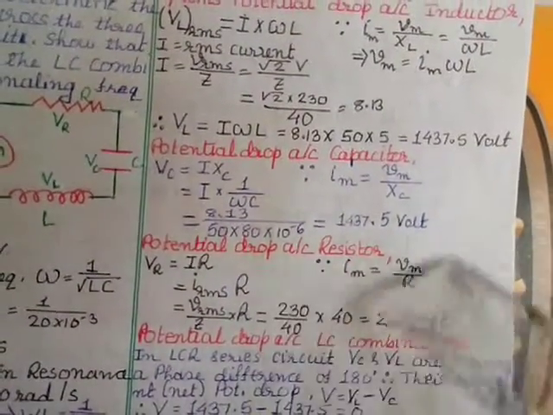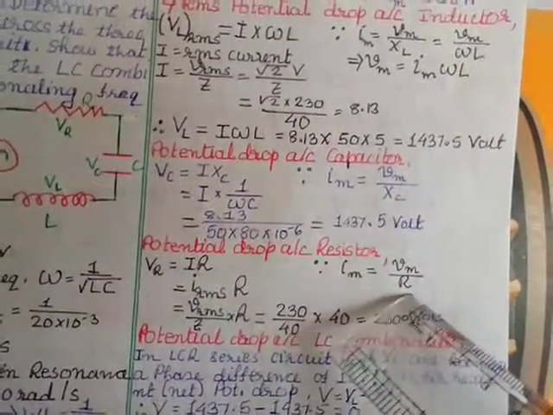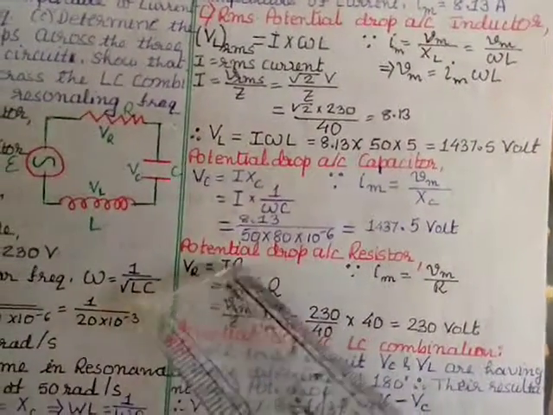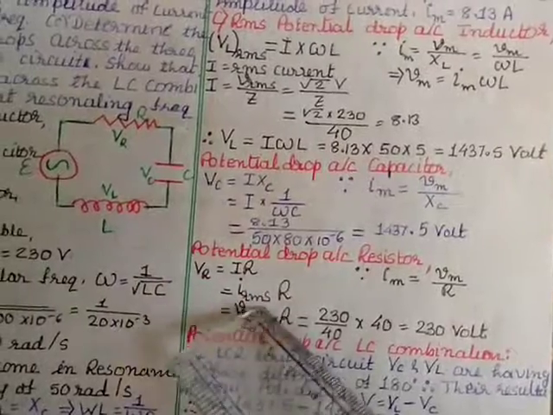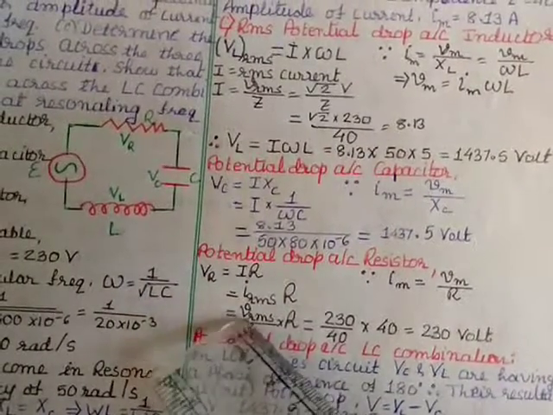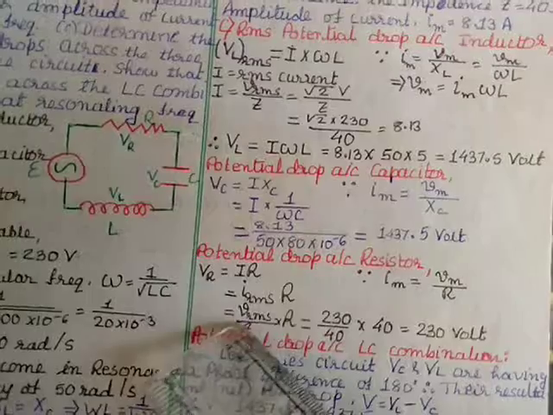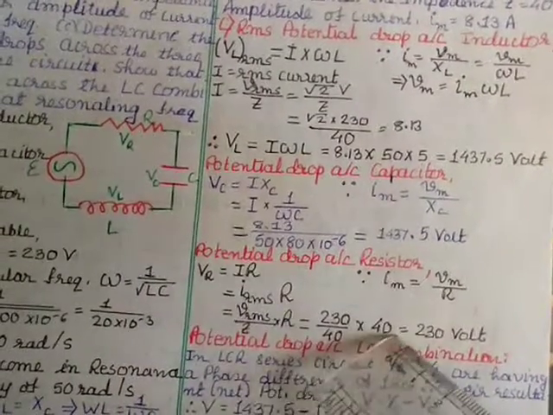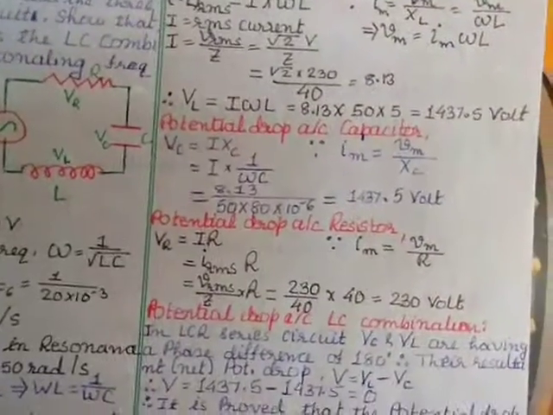Potential drop across resistor. For this also we have derived this formula, Im is equal to Vm by R. If you transfer R, you get Vm is equal to Im into R. I have written VR is equal to I into R. I is IRMS into R, and IRMS is nothing but VRMS by Z into R. VRMS is 230 and Z is 40, and this R also is 40. So 40 cancels, and you get 230 volt.